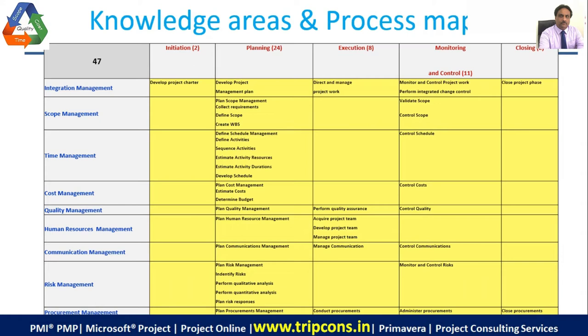So if you add it up from the top to bottom, 2, 24, 8, 11, 2. And if you add from left to right, you can see that integration management has 1, 2, 3, and 2, 5, and 2, 7, and 1, 8 processes. Scope has 4 plus 2, 6 processes. Time management has, you can see, 7 processes. You would notice that not all the knowledge areas have processes in all the process groups. But integration management is the one which has processes in every process group. Right. So just keep that in mind. That's a special one.